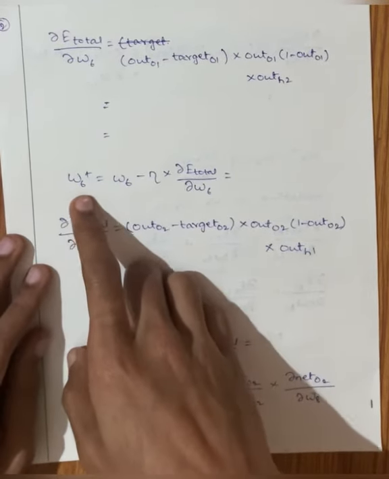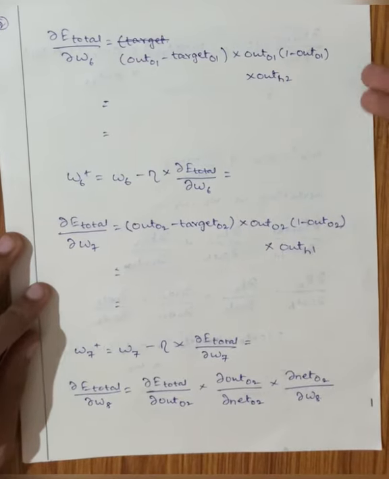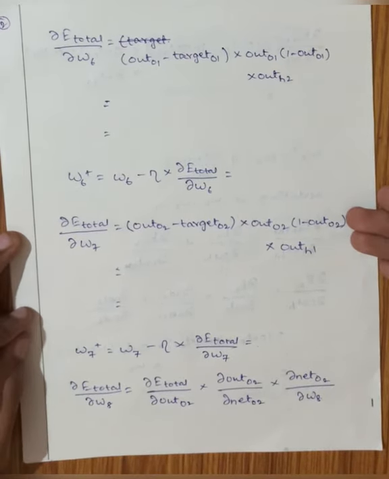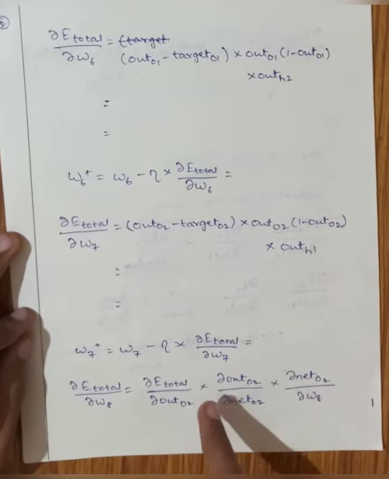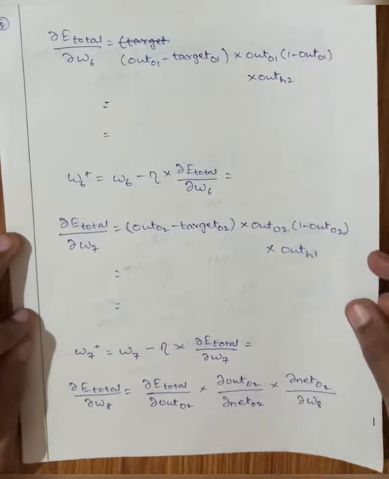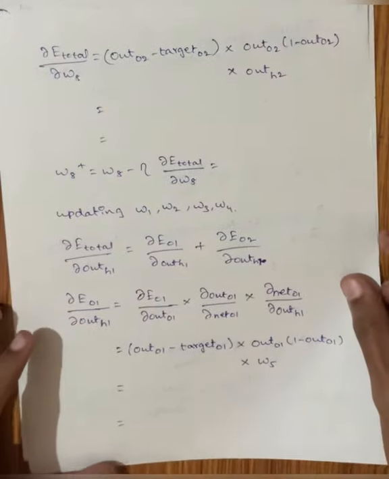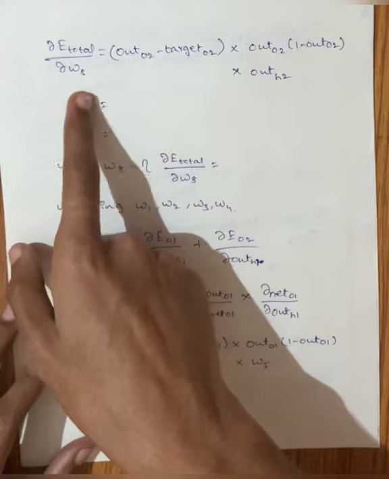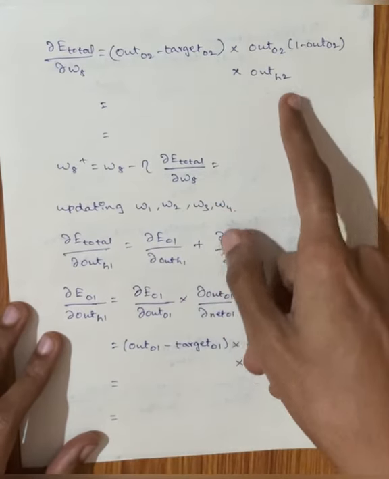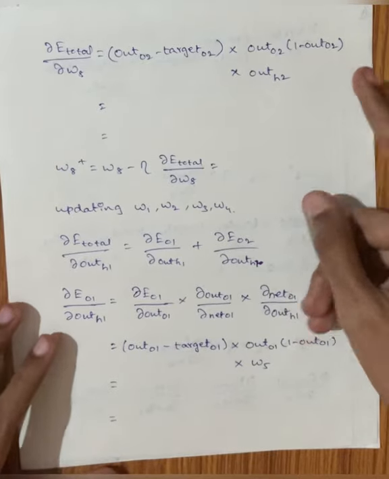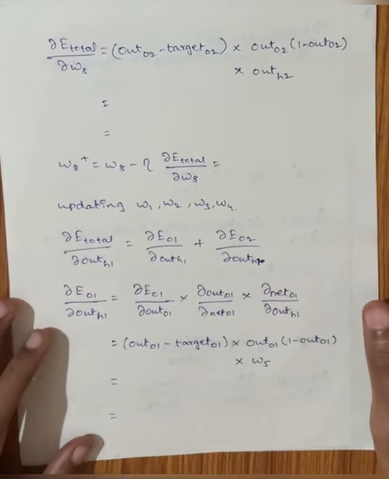Here we are mentioned with W6+ and W7+. Here you can see the formulas. These are derived, which is not mentioned in any other video or any other sources. You can see the formulas and you can note them down. The same procedure is followed for W5, W6, W7 and W8. Here you can see ∂E_total/∂W8 = (out O2 − target O2) × out H2 × out O2 × (1 − out O2). So here we have updated W5, W6, W7 and W8.